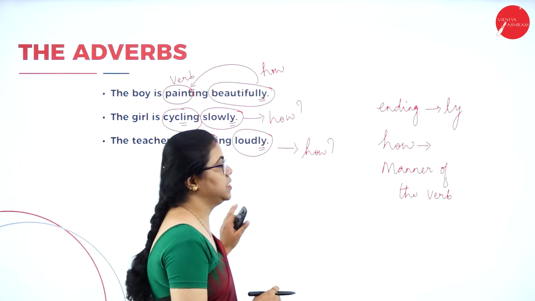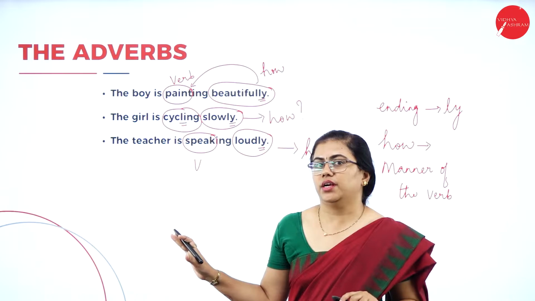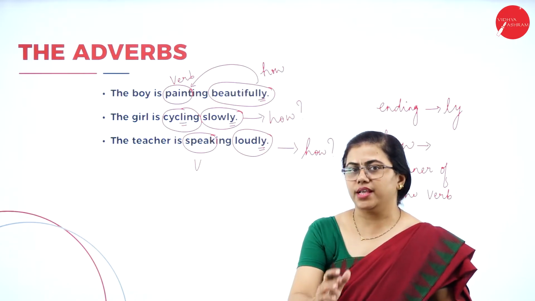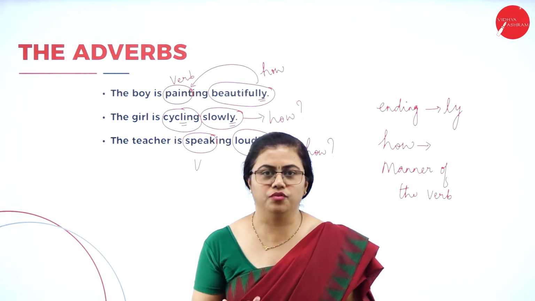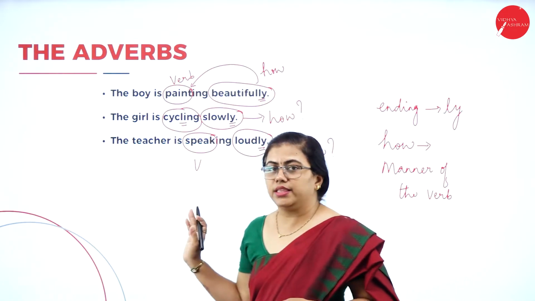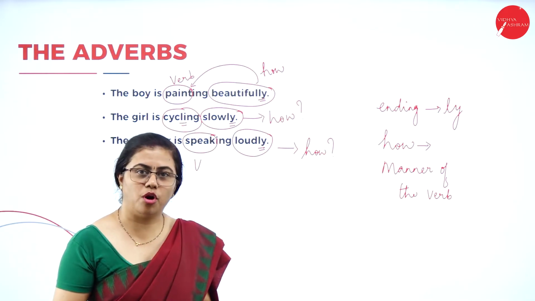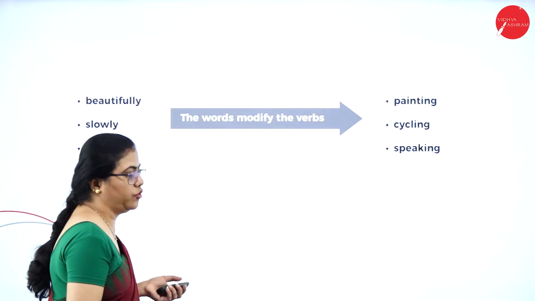Fine. So this is the concept about adverb. As of now, what we have learnt is any word that modifies a verb, that speaks about a verb, is called an adverb. So is it the only thing that the adverb modifies? Is it only the verb that the adverb modifies? Yes or no? We have to understand.